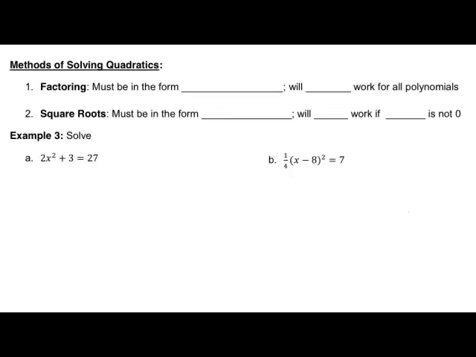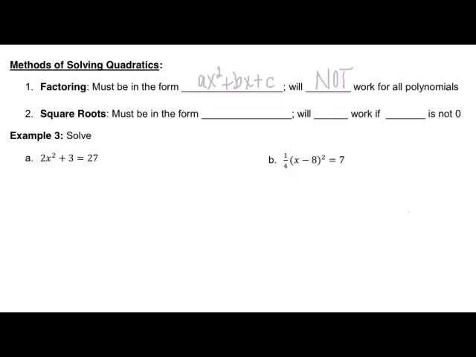So if we are solving by factoring, our equation must be in the form ax squared plus bx plus c. If we don't have a trinomial in that form, then we can't factor it. Now factoring will not work for all polynomials. There are some polynomials that cannot be factored, so factoring will not always work.